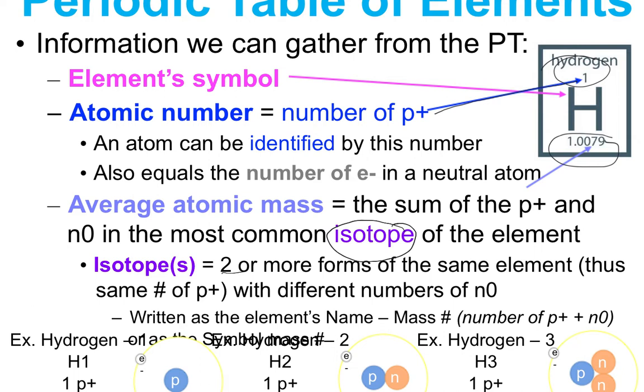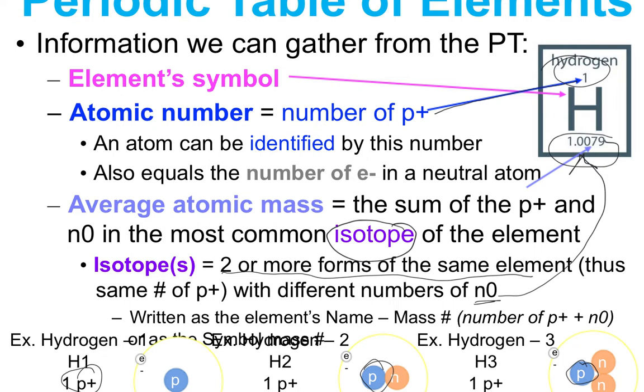Isotopes are essentially 2 or more forms of the same element, and we're talking different numbers of neutrons. That's how we get that this number is average atomic mass. Now, when we write the element's name, we typically talk about its mass number. For example, you can see here that hydrogen has 3 isotopes. We have hydrogen 1, hydrogen 2, and hydrogen 3. Each of these atoms will have 1 proton because that's what defines it as hydrogen. But there are 3 different isotopes of hydrogen.